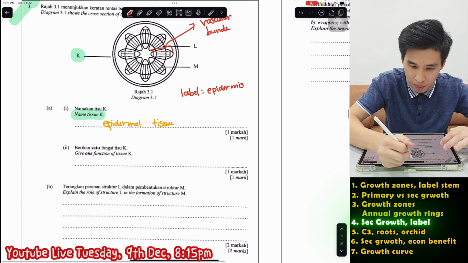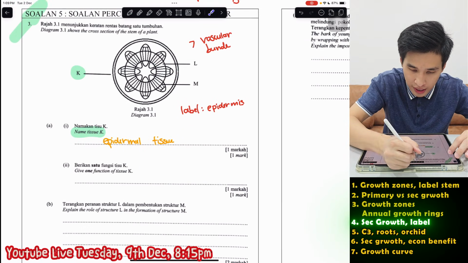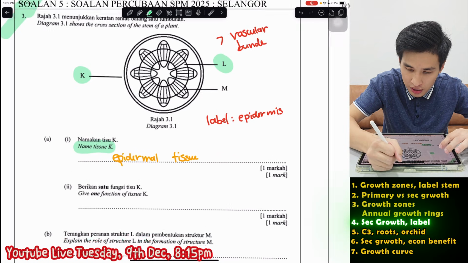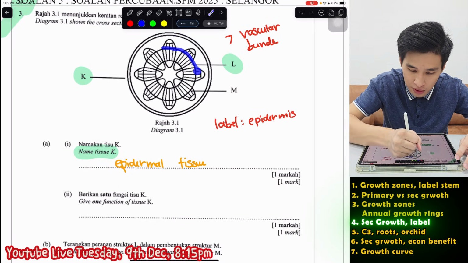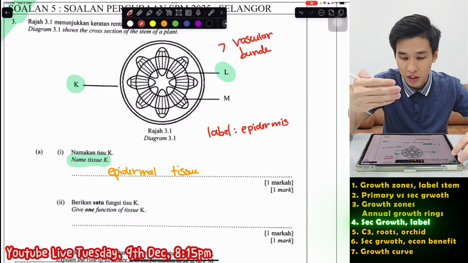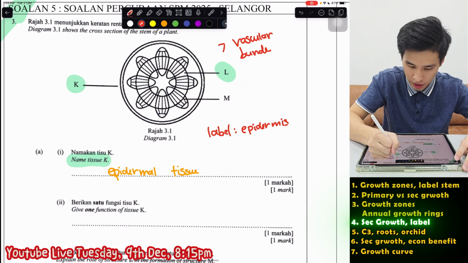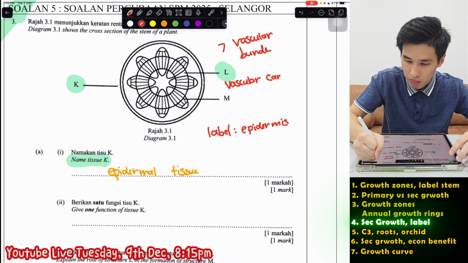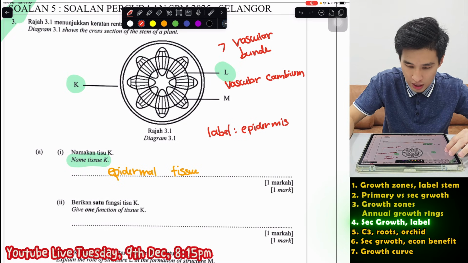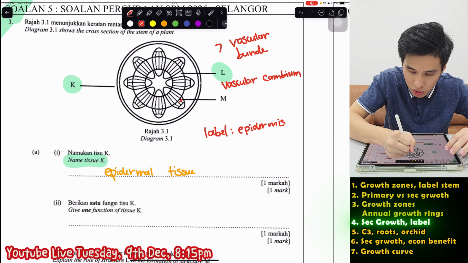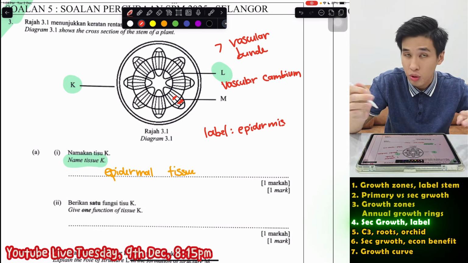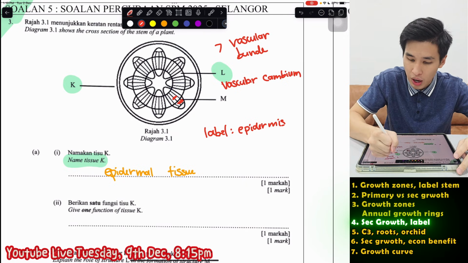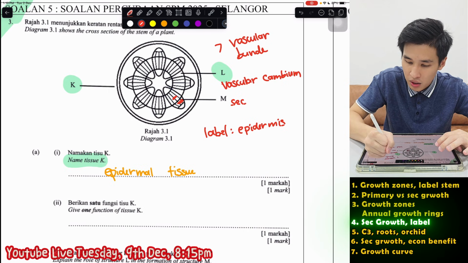Then, of course, in this question here, they could point something at L. L, actually, they're pointing at the ring between the xylem and the phloem. So this is the vascular cambium, actually. So I just write at the side here, vascular cambium. And then M is pointing at the outside one. So just now we went through: this one closer to the ring one is always a secondary tissue. So the outside one is secondary phloem.